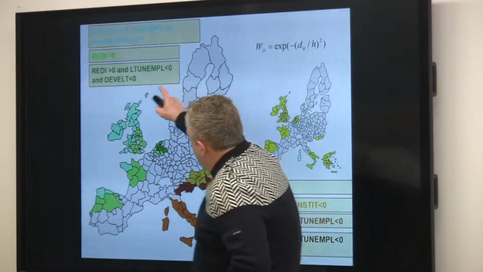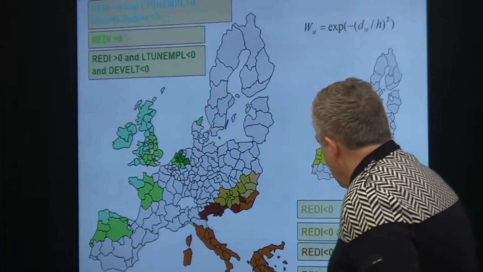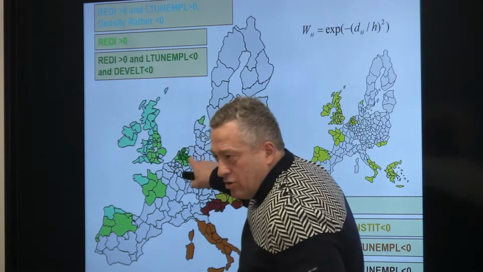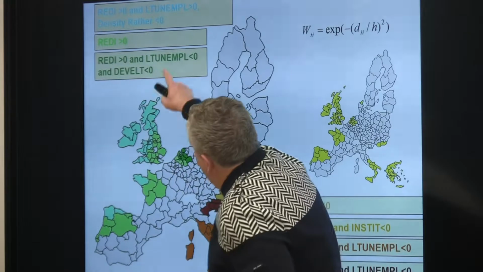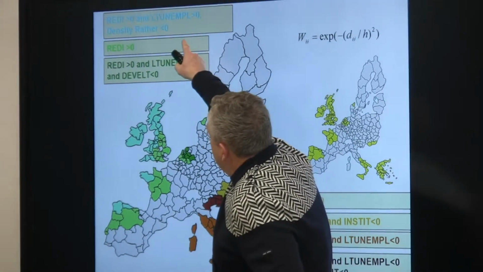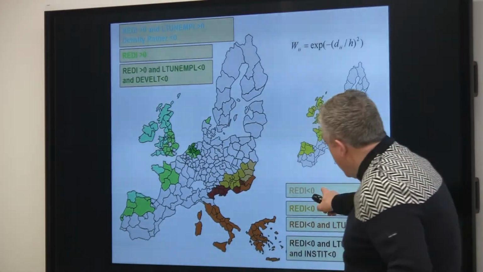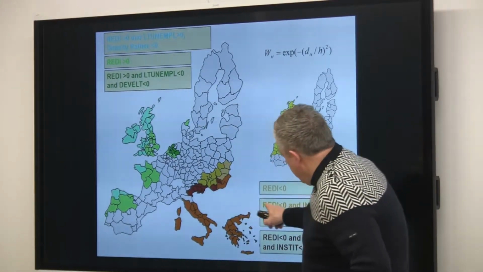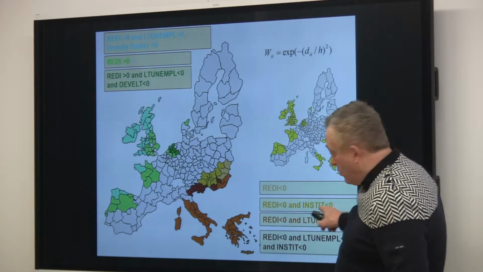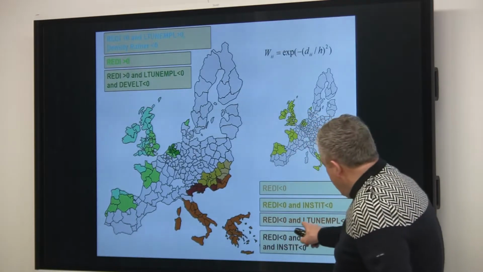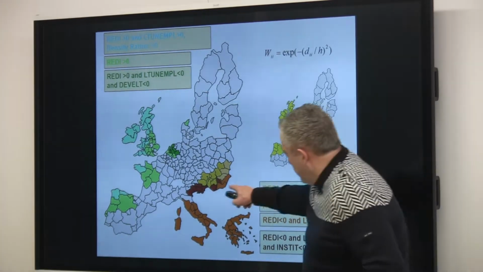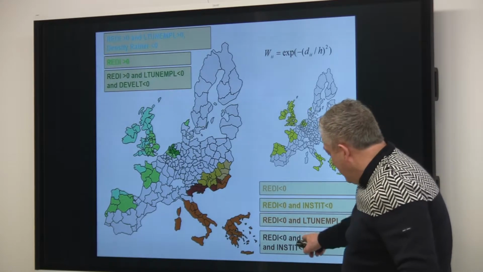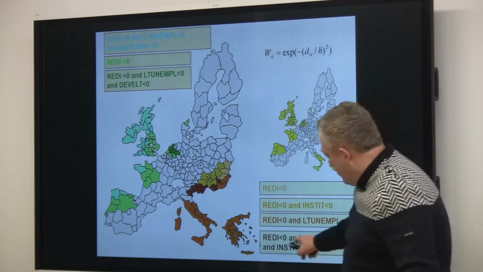We have RIERC superior to 0 and long-term unemployment inferior to 0 and development in these median regions. We have RIERC superior to 0 here, and RIERC superior to 0 and long-term unemployment positive, the density rather negative. And here you have RIERC inferior to 0, these three regions. I think this is a Hungarian region here. And RIERC inferior to 0 and institution inferior to 0. This one. And RIERC inferior to 0 and long-term unemployment inferior to 0 and institution. The three combined: RIERC negative, long-term unemployment negative, and institution negative.